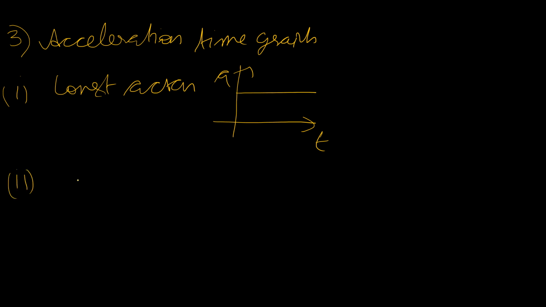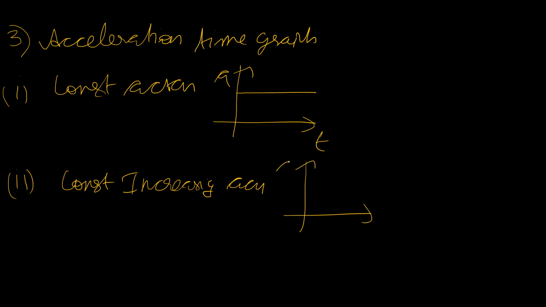Second one, object is moving with constant increasing acceleration. Don't think of constant there, but there's a point called constant acceleration is keeping on increasing. Okay, don't be confused with constant there. AT graph will be like this. AT keep on increasing.